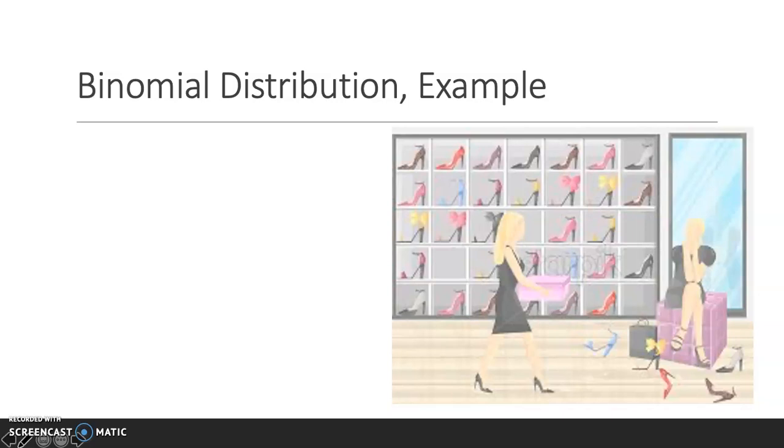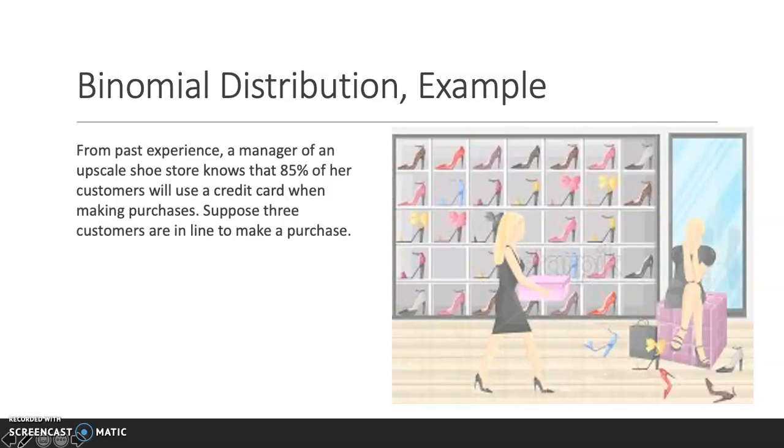Let us try to understand further about this binomial probability distribution by looking at the example here. From past experience, a manager of an upscale shoe store knows that 85% of her customers will use a credit card when making purchases. Suppose 3 customers are in line to make a purchase.